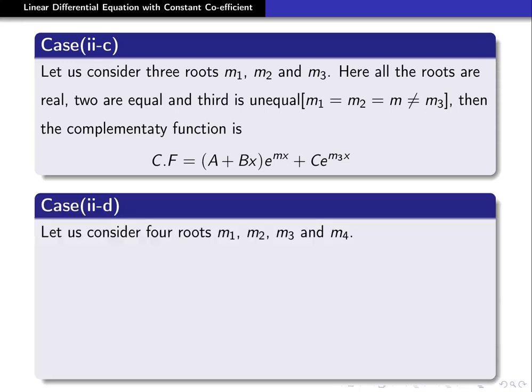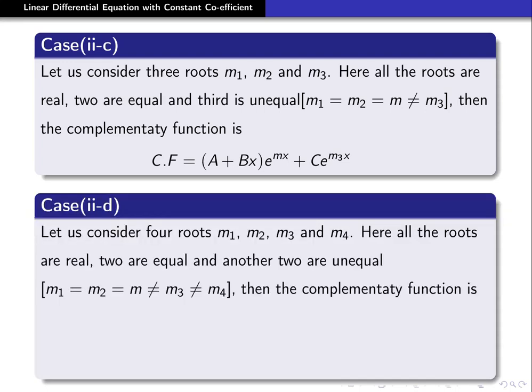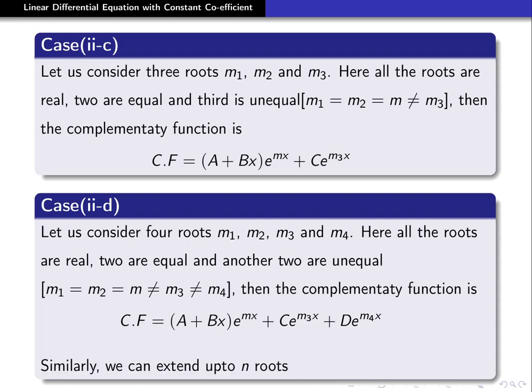Let us consider four roots m1, m2, m3, m4. Here all the roots are real, two roots are equal and the other two roots are unequal. Therefore m1 and m2 are equal to m, and m3 and m4 are not equal. Therefore (A plus Bx) into e power mx, then we can use case 1: C into e power m3x plus D into e power m4x.